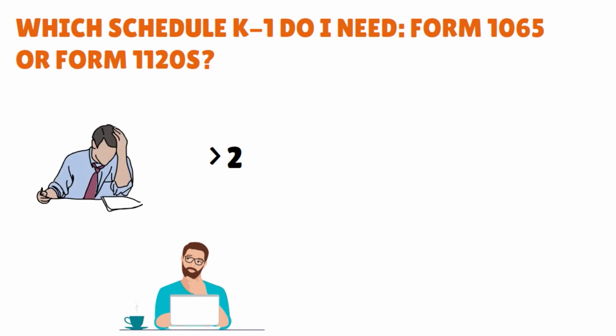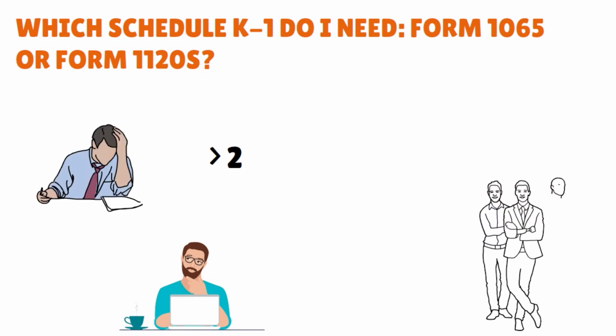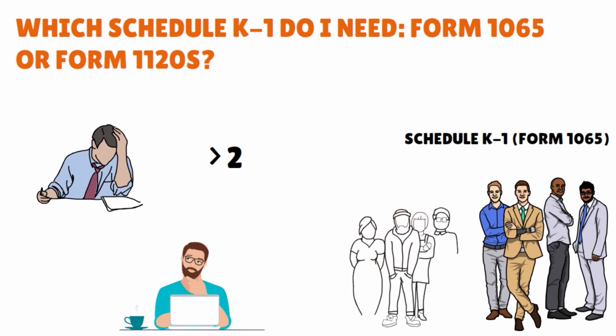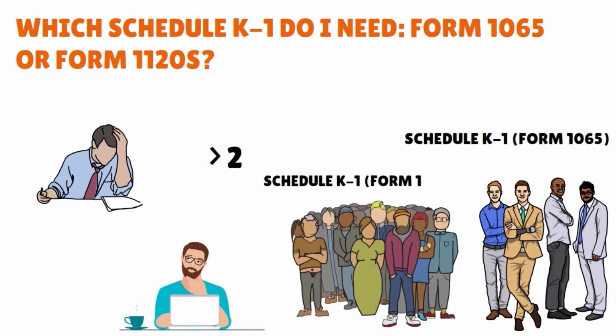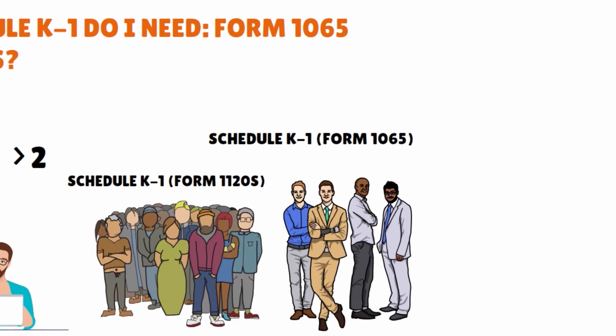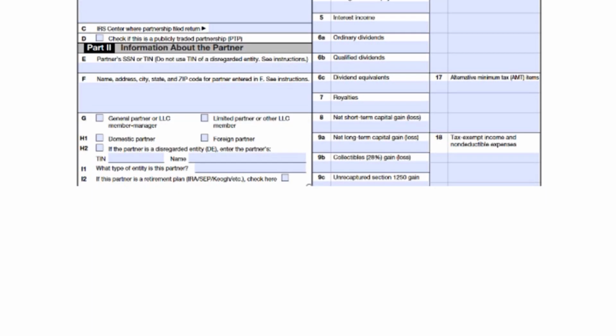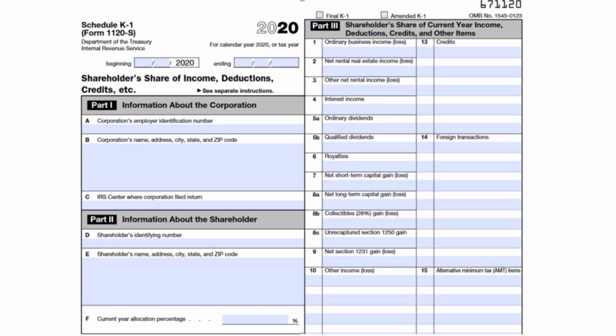If you are a partnership filing Form 1065, then you fill out Schedule K1 Form 1065. If you are an S corporation with shareholders, then you fill out Schedule K1 Form 1120S. We actually have the two forms on the screen. You can see them: Form 1065, the K1, and then K1 Form 1120S.